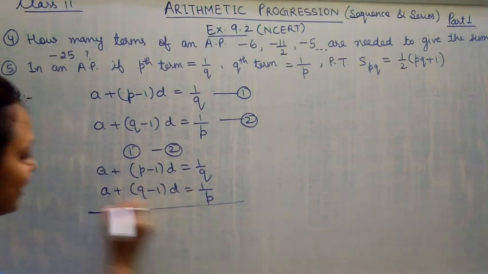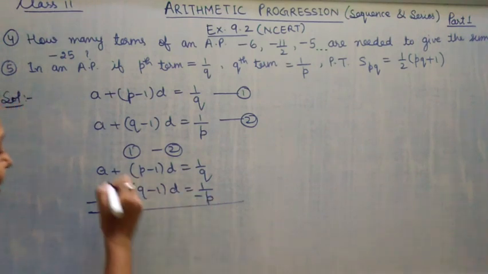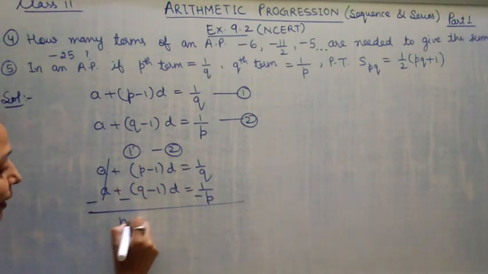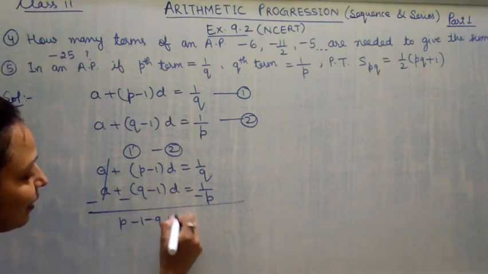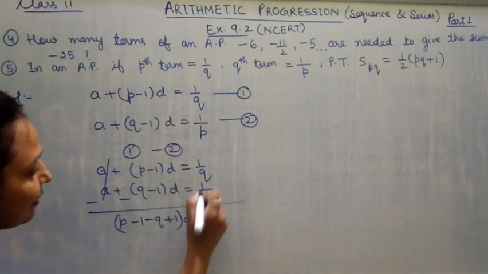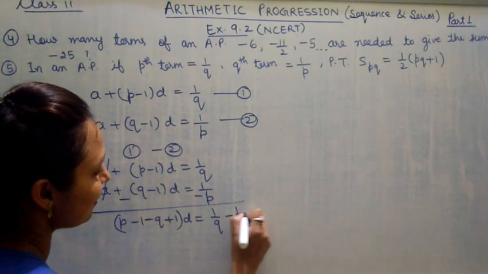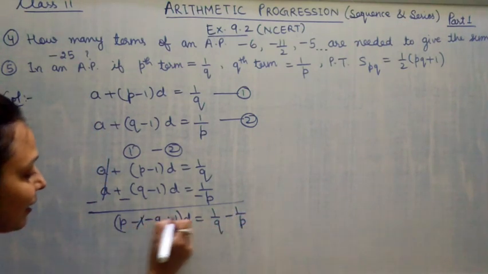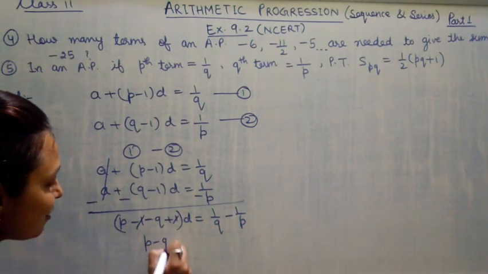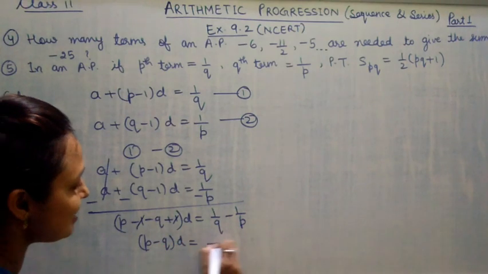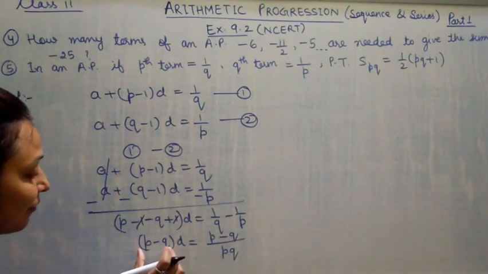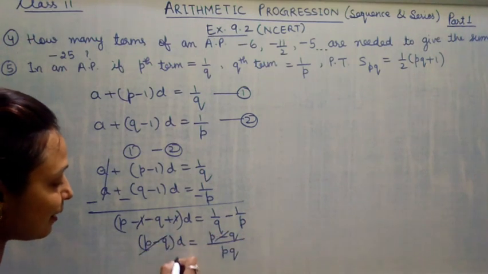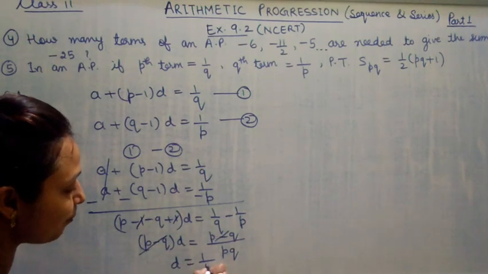After subtracting, a cancels out. We get (p - 1 - q + 1)d, and d is a common factor, equals 1/q minus 1/p. So the 1s cancel. (p - q)d equals (p - q)/pq. The (p - q) cancels. d equals 1/pq.